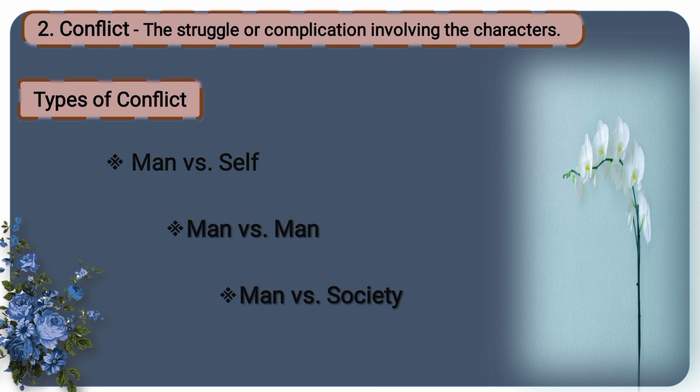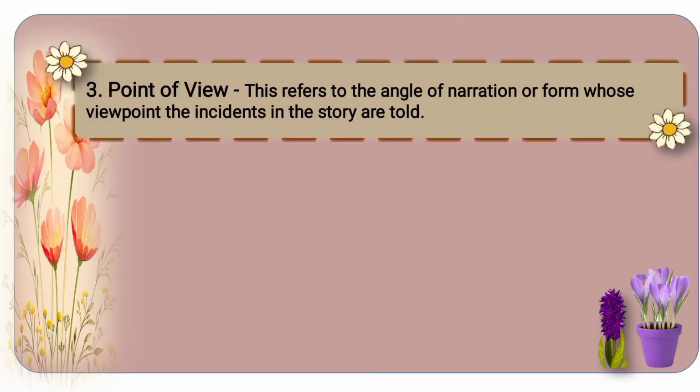So next element is the point of view. This refers to the angle of narration or from whose viewpoint the incidents in the story are told. The person who tells a story is called the narrator. So we have different point of view. First, we have the first person point of view. The writer narrates the story by using the personal pronoun I, who may be the central character or a minor figure who either observes or participates in the action. So, yun yung first person point of view.